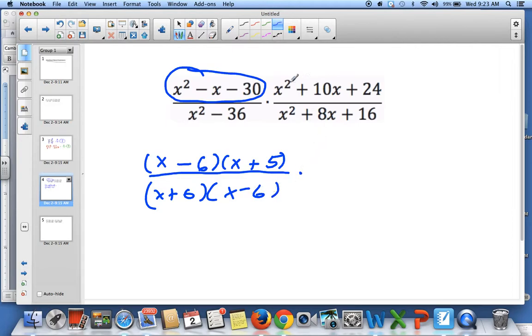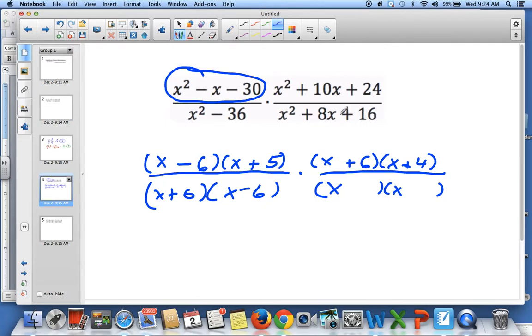And then times this one here can factor the same way, x and x. I'm looking for numbers that multiply to 24 and add to 10. 12 and 2 subtract to 10, that doesn't work. 6 and 4 add to 10, so 6 and 4. This plus means they're the same sign, either plus plus or minus minus. In this case, it's going to be plus and plus. And then the bottom one factors, I'm looking for x and x, and numbers that multiply to 16 and add to get 8.